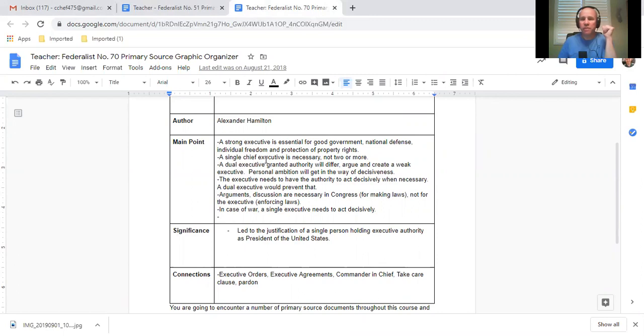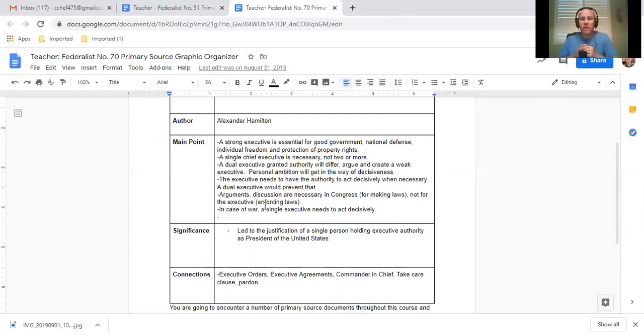Hamilton was arguing that we needed to have a single executive, not two or more executives. A dual executive, he would argue, would create a weak executive. Personal ambition would get in the way of the decisiveness that needs to be shown in a time of war or a time of crisis, like we are in now with the pandemic, right? And he said arguments are necessary for Congress for making laws, but we don't want arguments and indecisiveness for executing laws.